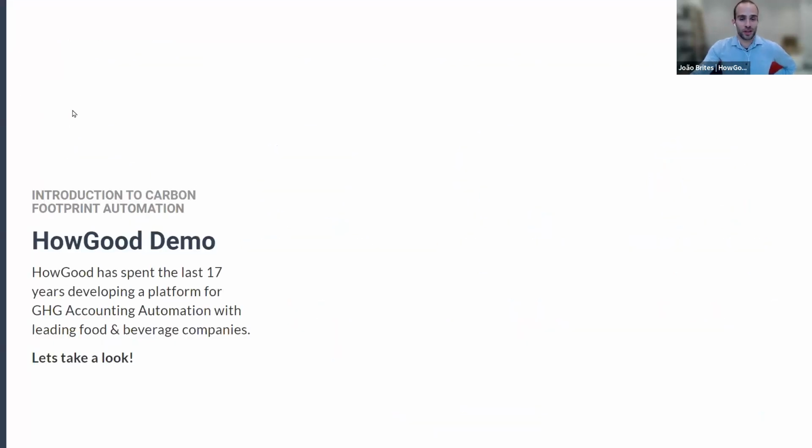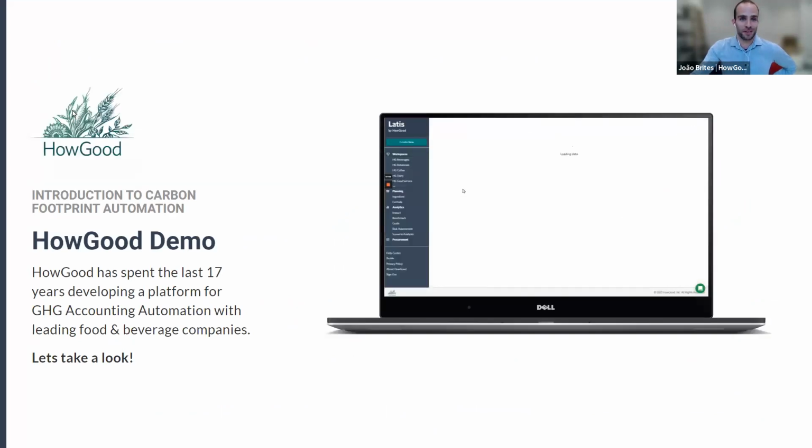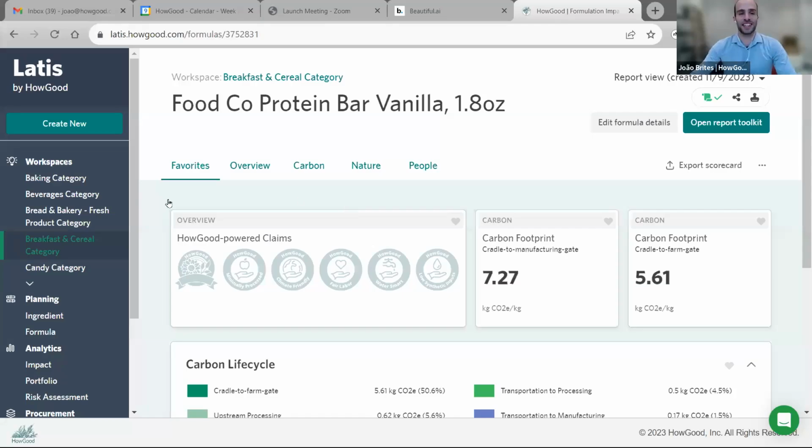So now I'm going to take you through a quick demo of our platform, just so you can see how these things actually work in practice. We'll be looking at a live demo of the platform itself. So I'm going to share screen, and in 3, 2, 1, we're ready.